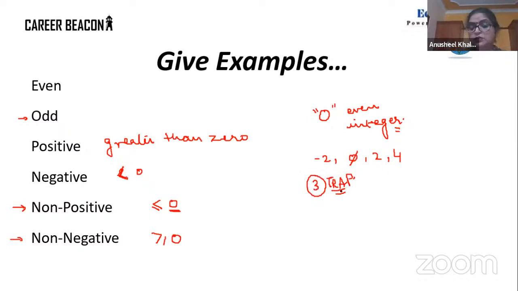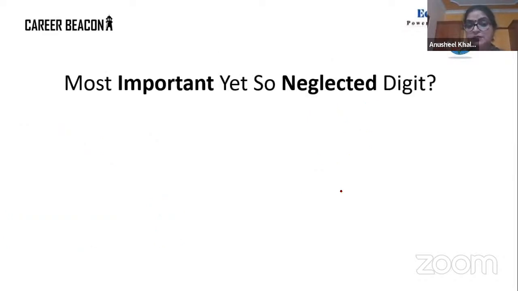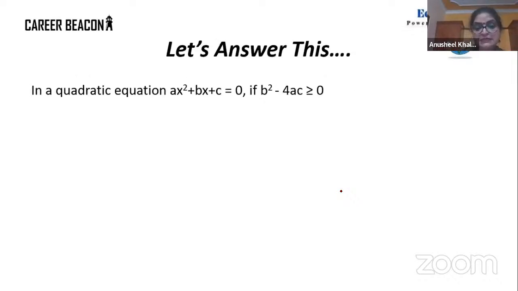So whenever a question wants you to consider even integers that lie between negative values and some positive value, don't forget to consider 0, right? So 0 is one number that is really important but neglected. It is neglected by most students because they are not aware of the properties of 0. So you can just remember that 0 is neither negative nor positive, but 0 is an even integer, right? Okay. Now let's try to answer this question.